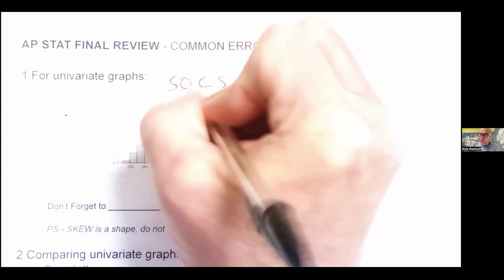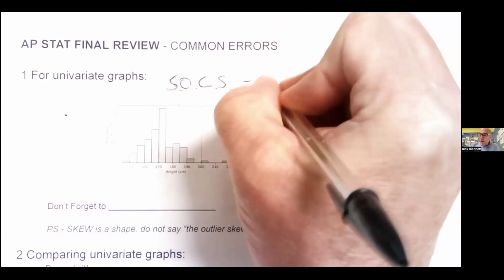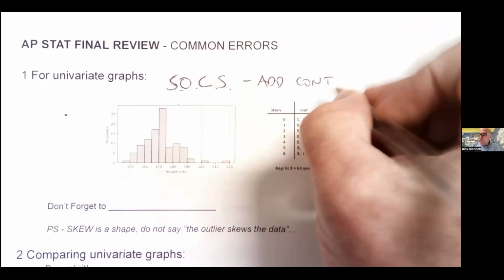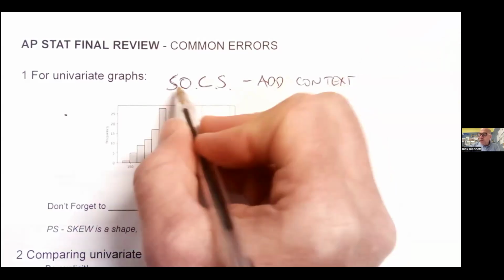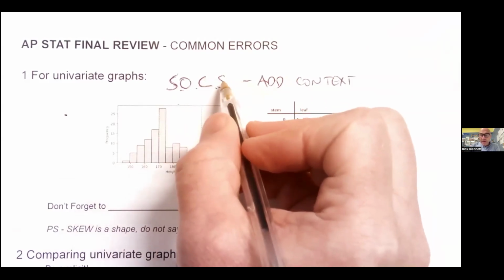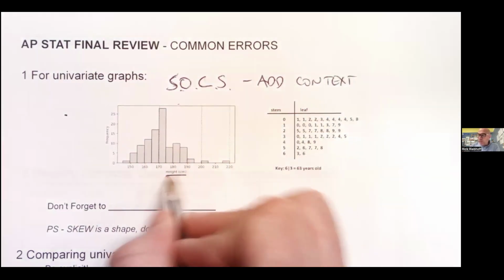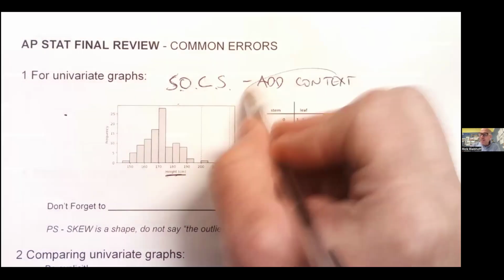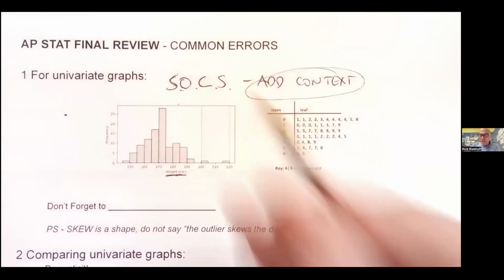So SOCS. But don't forget to add the context, right? If they ask you to describe a distribution, as you're talking about shape or outliers or center or spread, say what the variable is. Say height, or, for this one, the average height, or the mean height is, right? So adding that context in as you go through SOCS is key.